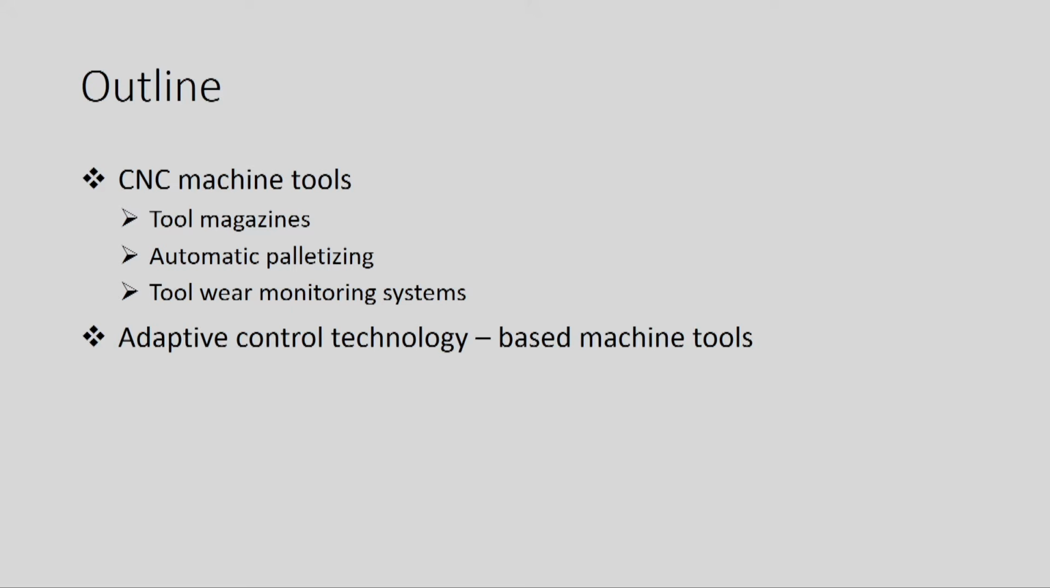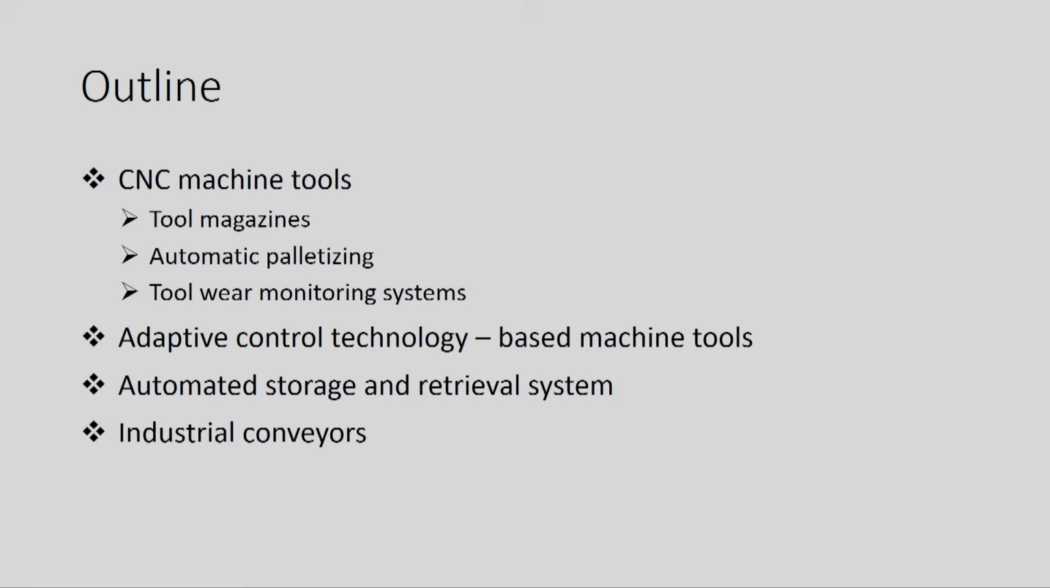Then we will study a very important concept, that is adaptive control technology, and how the adaptive control technology is helping to build the modern machine tools. After that, we will learn the concept of automated storage and retrieval system. Then we will study the industrial conveyors, and at the end of the lecture we will study the industrial robots and its application in manufacturing.